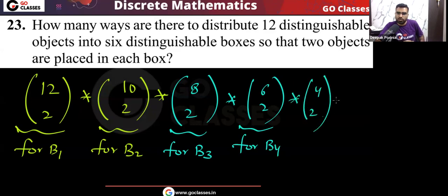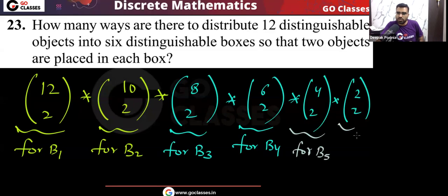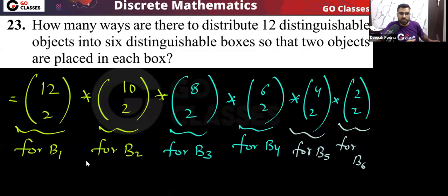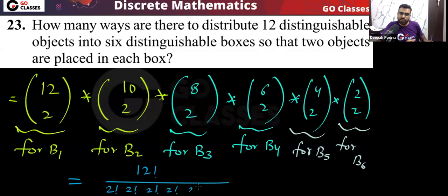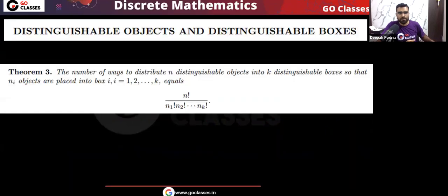Then there will be 4C2, then there will be 2C2. Is this clear? Very simple. So this is going to box B5 and this is going to box B6. We have 6 boxes and 12 objects. So that's it. This is the logic. This will be the number of ways. If you simplify this, you will get the same answer again. After simplification, it is 12 factorial divided by 2 factorial, 2 factorial, 2 factorial, 2 factorial, 2 factorial, 2 factorial.